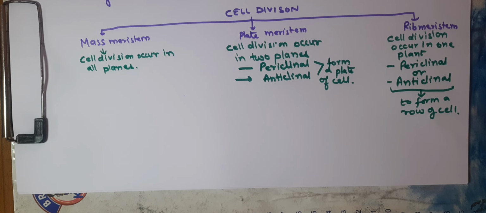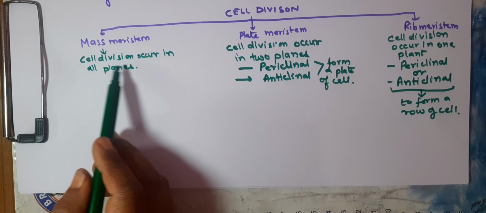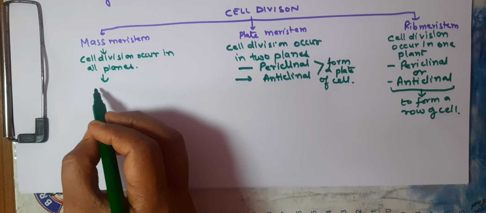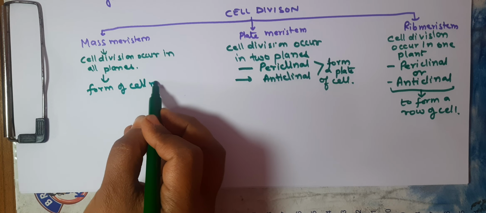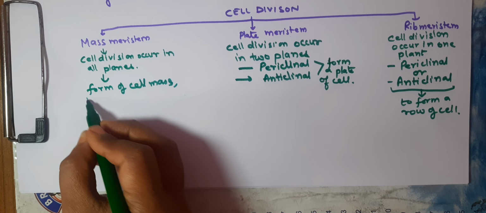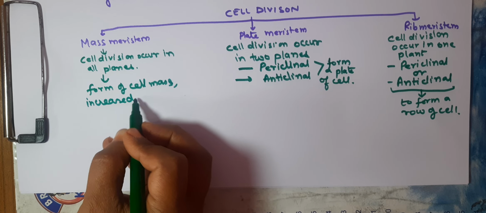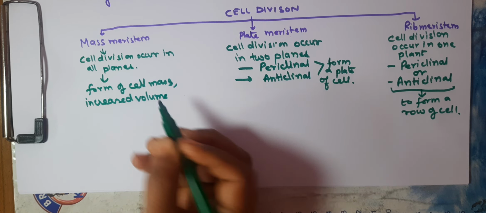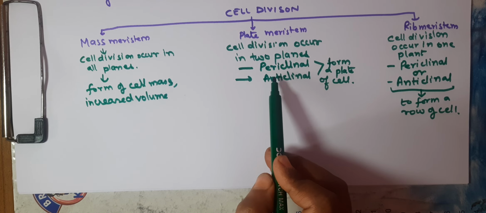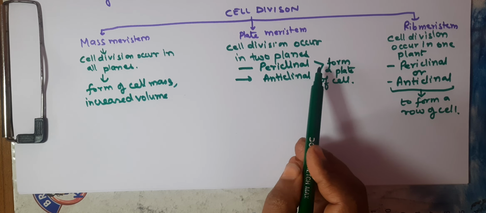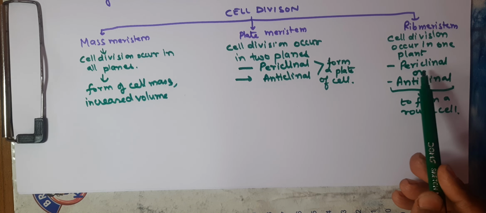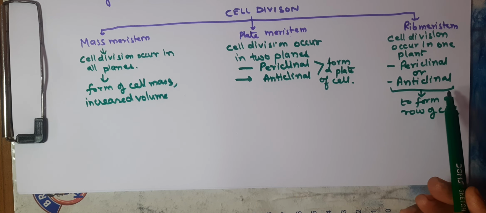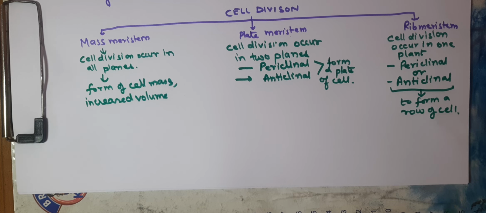Okay, so I hope this is clear: in the mass meristem, cell division occurs in all planes, so this will lead to the formation of a cell mass and an increase in volume. In the plate meristem, the cell division occurs in two planes, that is the periclinal and anticlinal, and this division leads to the formation of a plate of cells. In the rib meristem, there will be either periclinal division or anticlinal division, and this will lead to the formation of a row of cells.